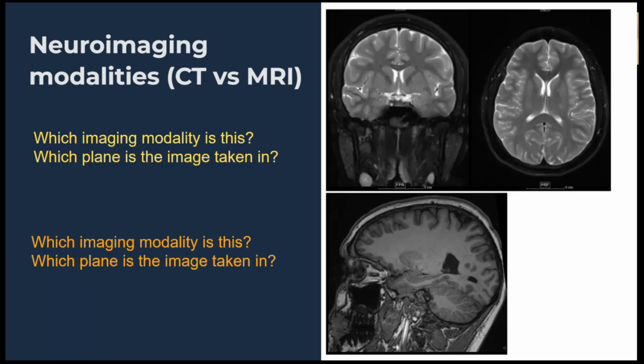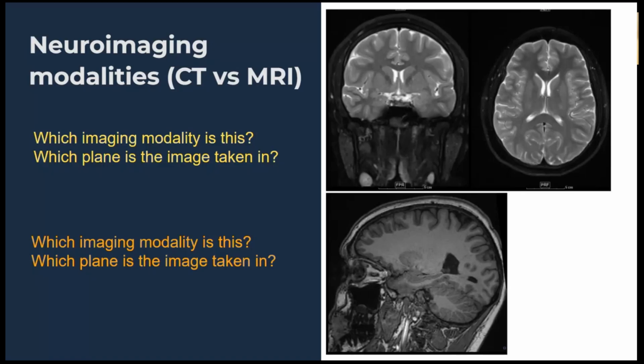So this first image here was a T2 MRI. The way you can tell that is by looking at the color of the CSF. The CSF looks quite bright there, whereas it would be dark on a T1. So that one is a T2 MRI head.